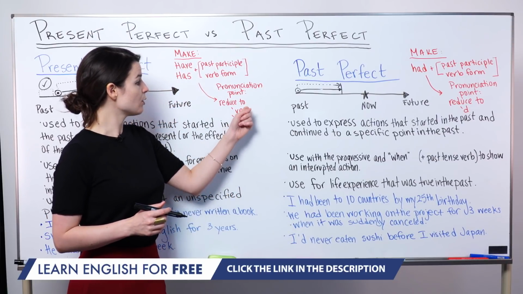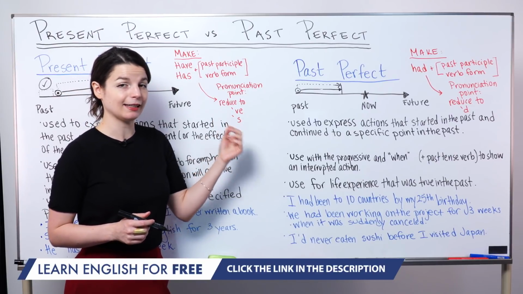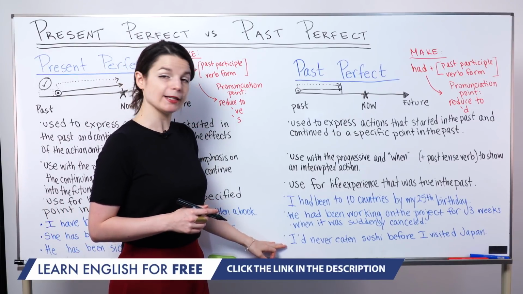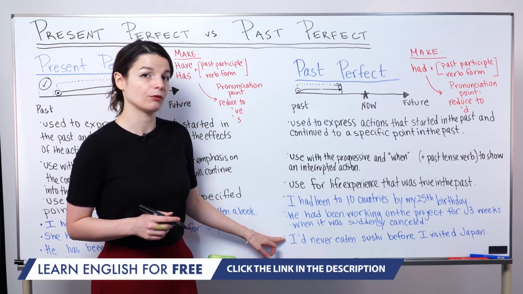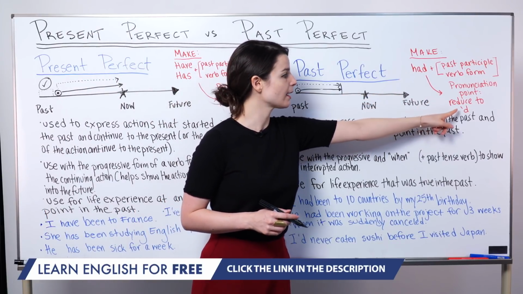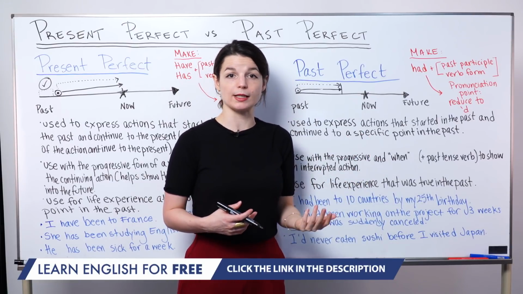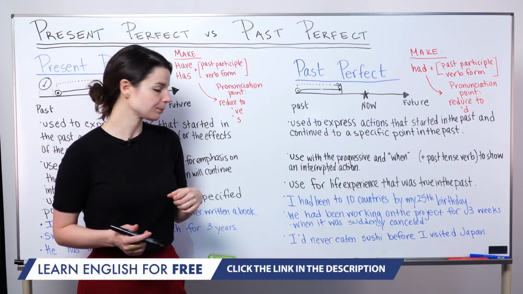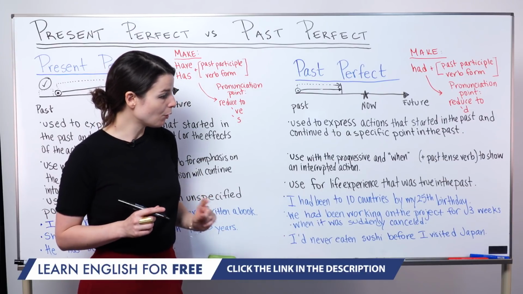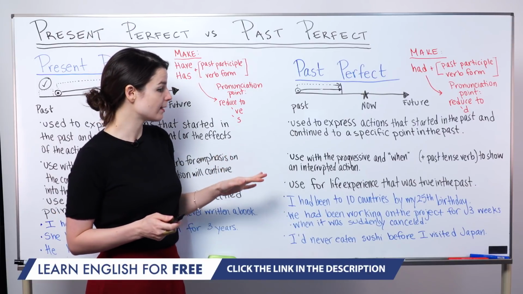I mentioned we use v and s when we reduce the I have, he has patterns in present perfect tense. When we use past perfect tense, we have a similar reduction, but because we only use had, we just make a d sound. I had becomes I'd. We had becomes we'd. There's a small d sound. So, I'd never eaten sushi before I visited Japan.